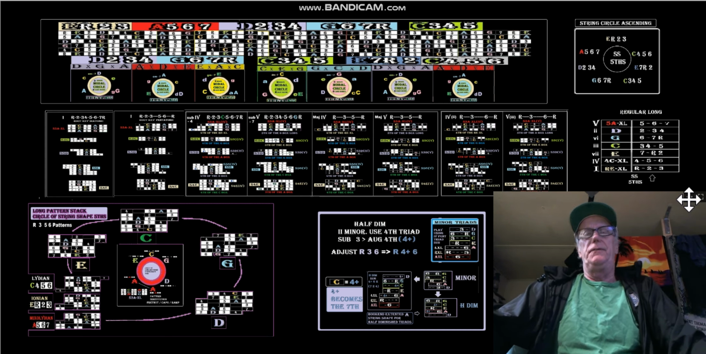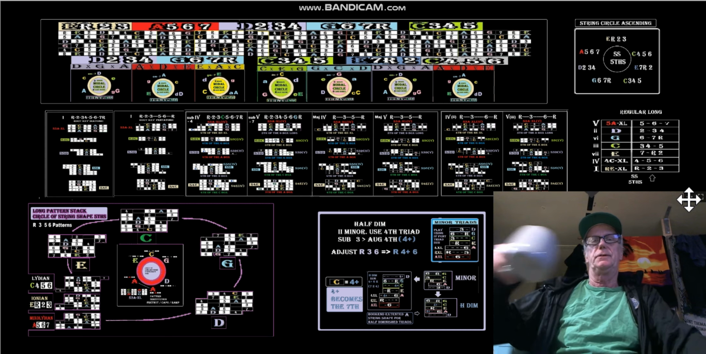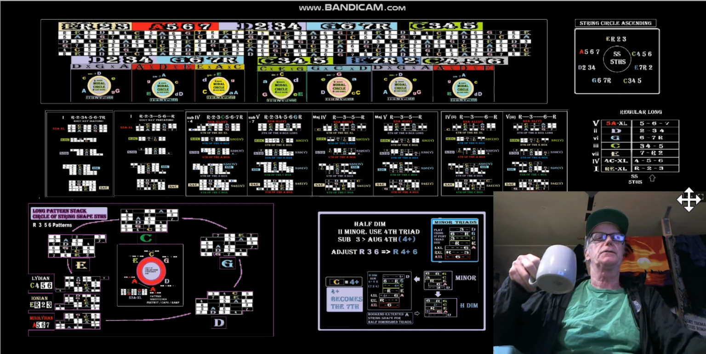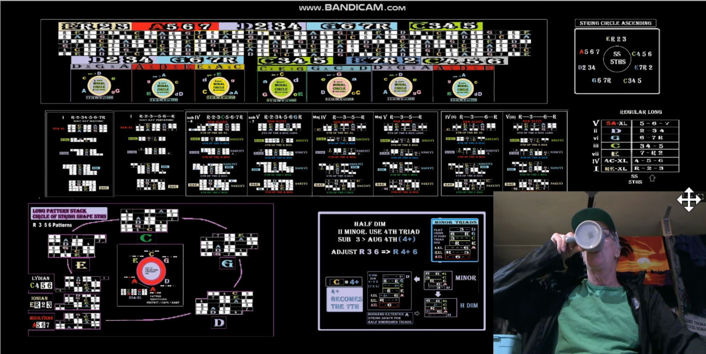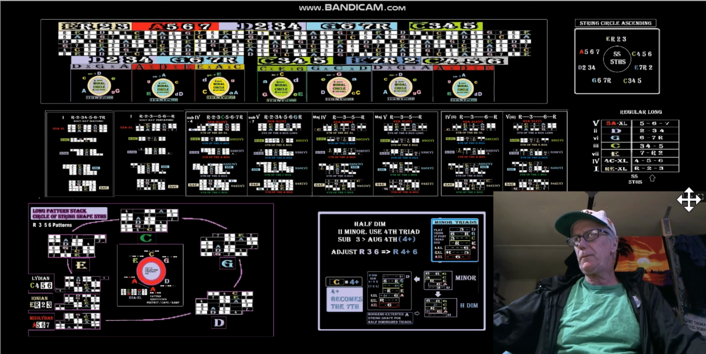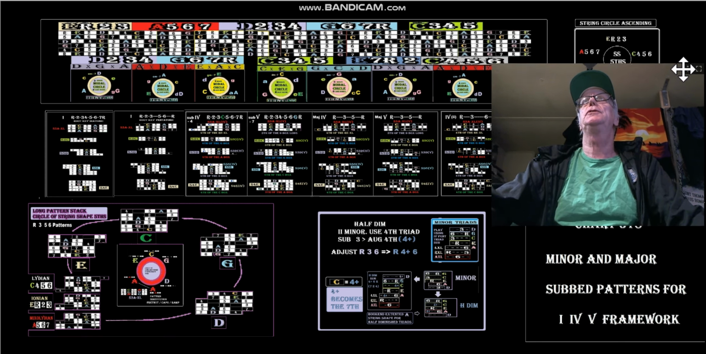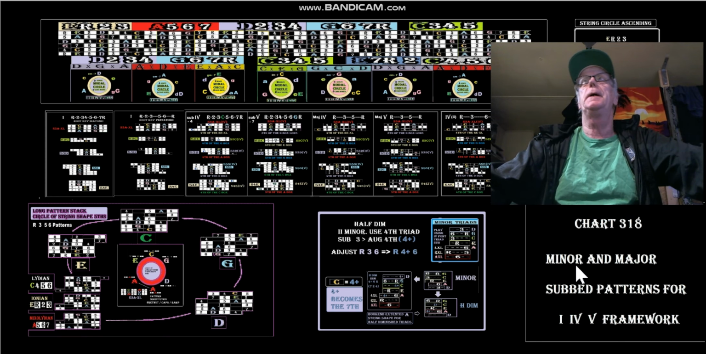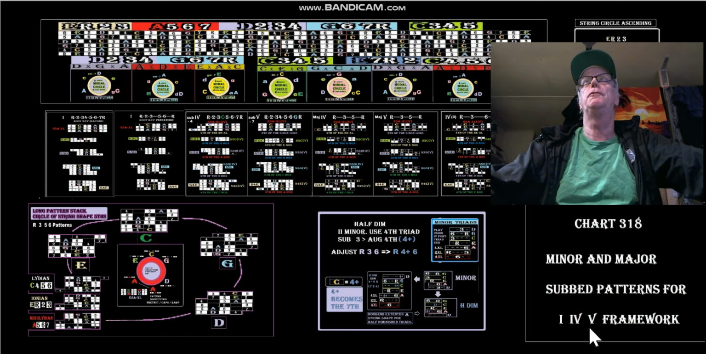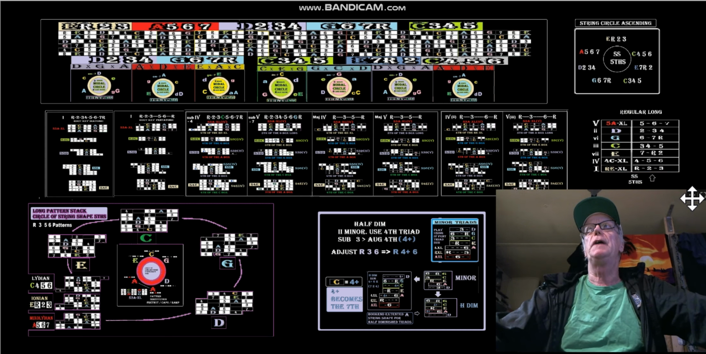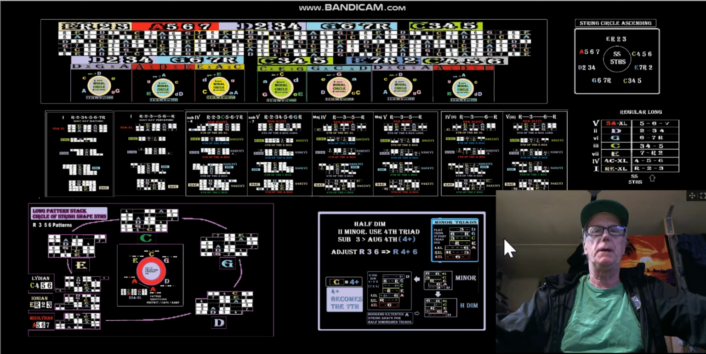So let's look at this. I want to finish yesterday's lesson. So we're kind of finishing yesterday's lesson here. And what we've got is chart 318 here, and I just call it major and minor sub patterns for 1-4-5 framework. Now the 1-4-5 framework is what we just talked about, the 1, the 4, and the 5 of the 5 cage positions.